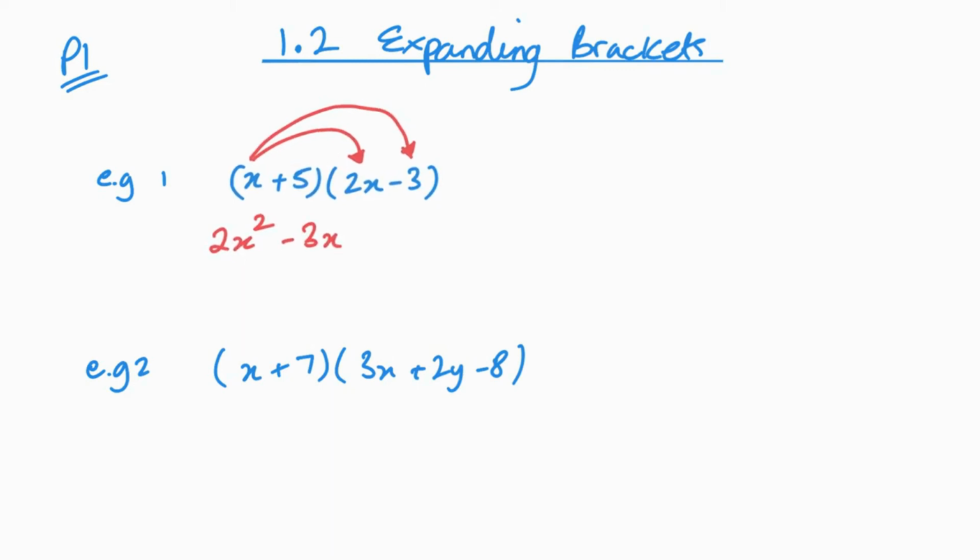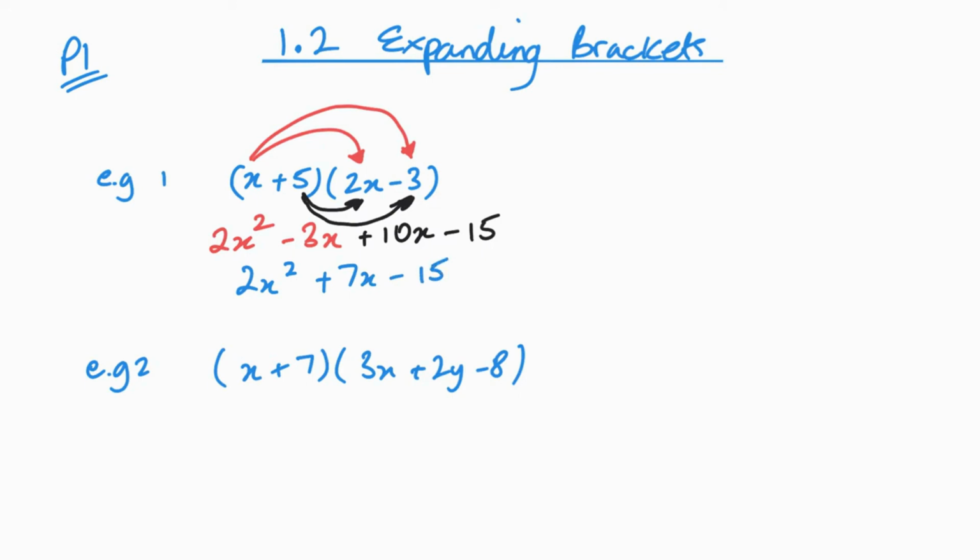Now, what I do then is I take the second term in the first bracket and multiply it by that first term, so 5 times 2x is positive 10x. Take the second term multiplied by the second term, 5 multiplied by minus 3, minus 15. And then I just need to simplify, so I've got 2x squared, minus 3x and plus 10x is going to be plus 7x, and I'm left with my minus 15.